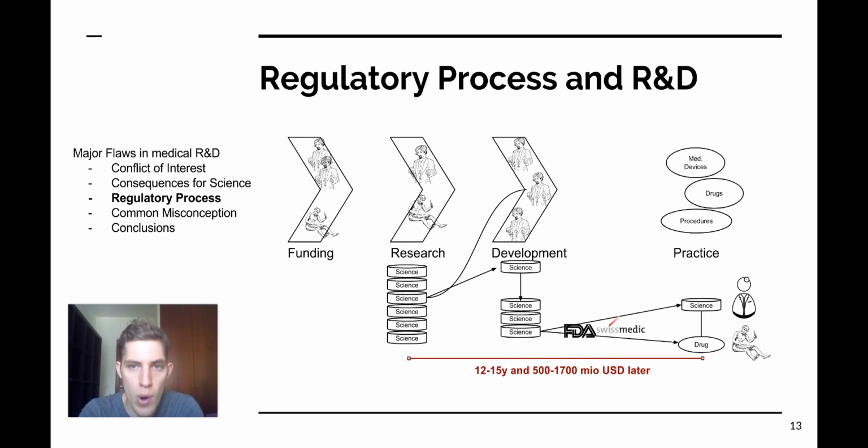So from initial research to market, it takes 12 to 15 years and 500 to 1700 million US dollars. Now, of course, this is a huge barrier for new companies, but it's also a very long time for patients to wait for a drug. And also we see how not only does the drug reach the patient after 12 to 15 years, but the science reaches the practitioner with the same speed, as it is linked to the tool that the practitioner has, which is the drug most of the time.